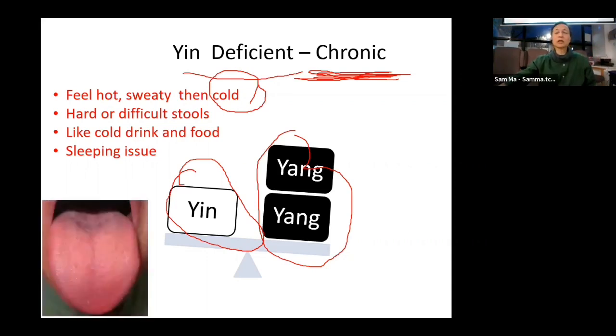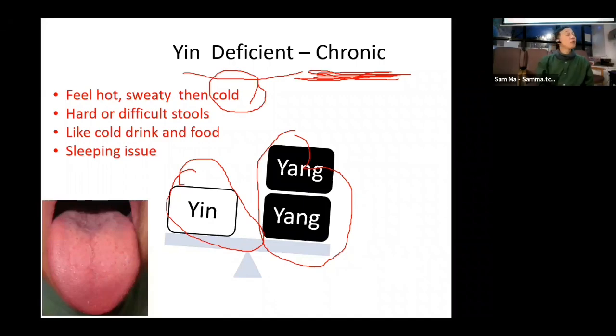So in that case, look at the tongue. You look at that, it's red. What I said just now, a hot yang excess, is red as well, yeah? But you look closely at this picture. That's very dry, no coating. The tongue, when you stick it out, is like a dry piece of leather, and red. That's yin deficient, okay?